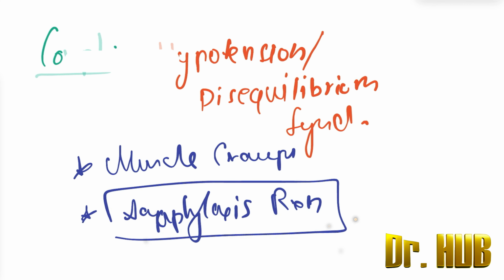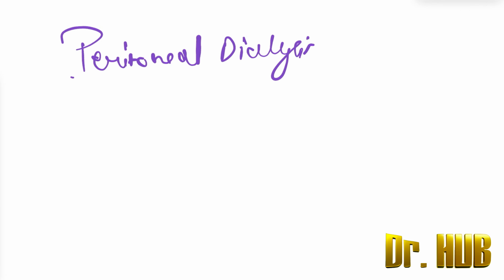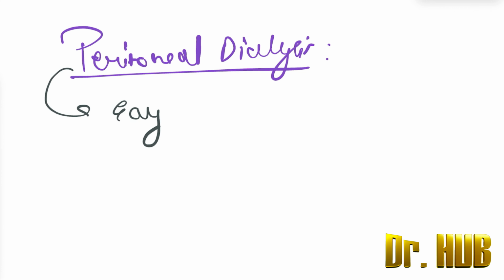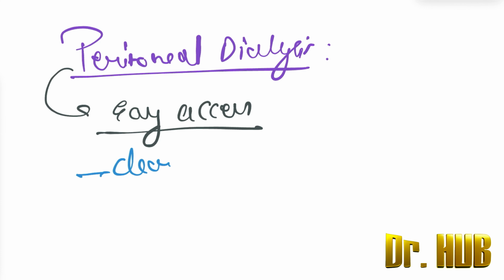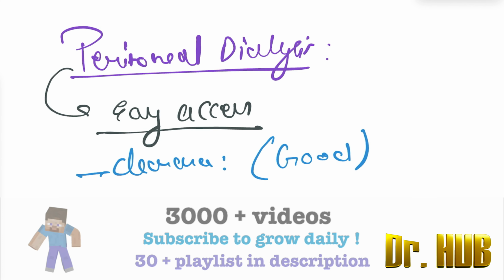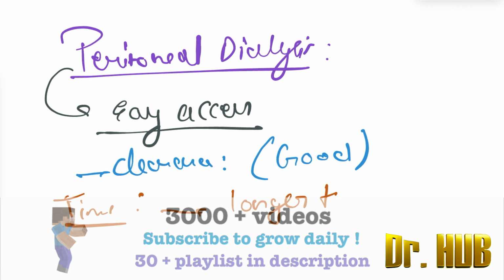Now we have just seen hemodialysis. Next we'll be looking at peritoneal dialysis. So under peritoneal dialysis, in hemodialysis it was a difficult access, whereas in case of peritoneal it is an easy access. So the access is very easy. And what about the clearance? It is a good clearance. So what about the time? A longer time may be required. So in peritoneal dialysis you have a longer time.